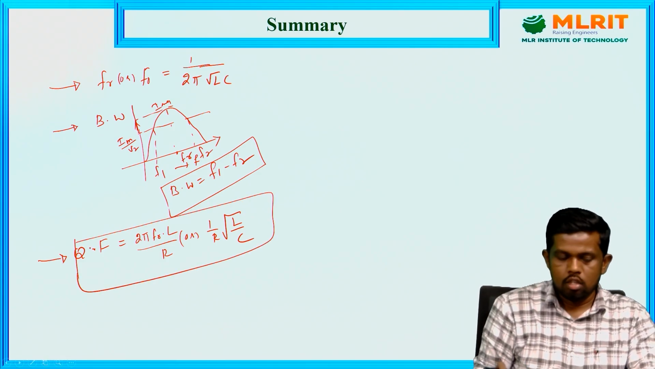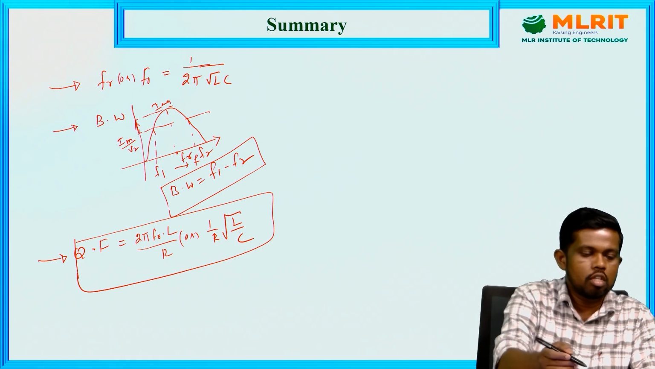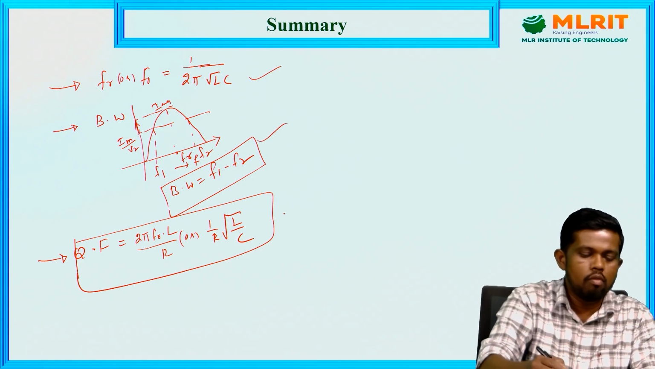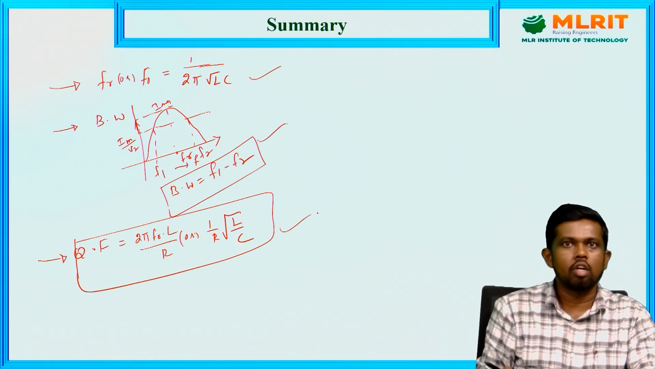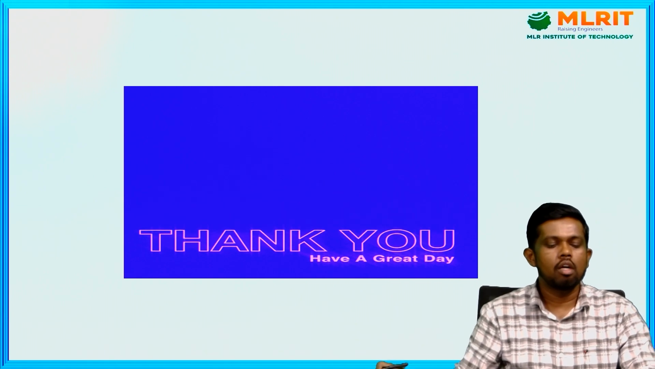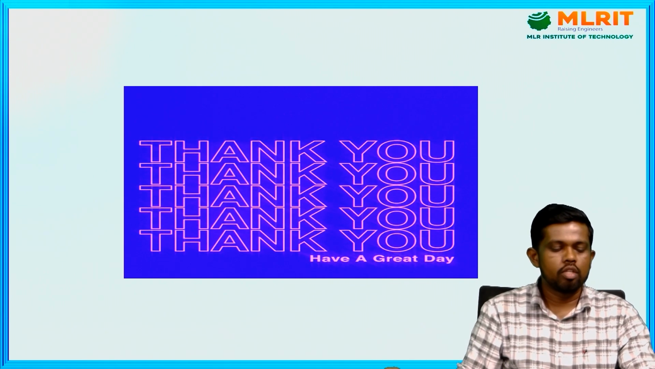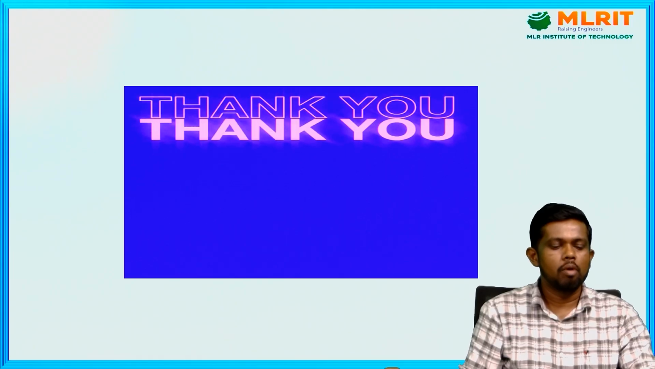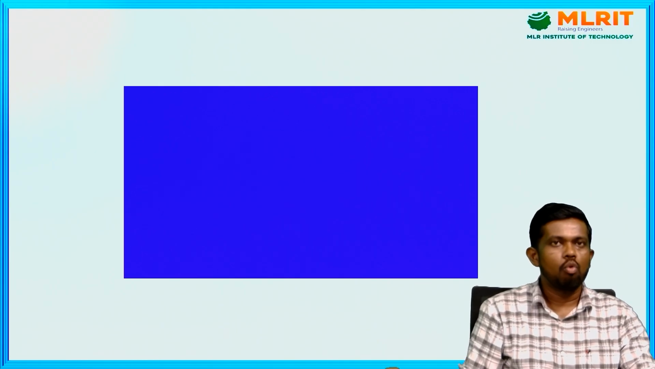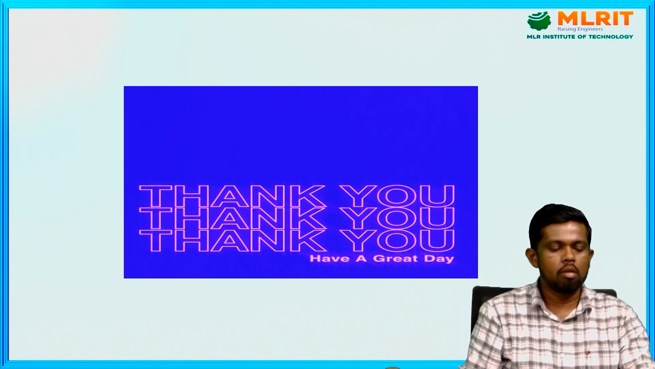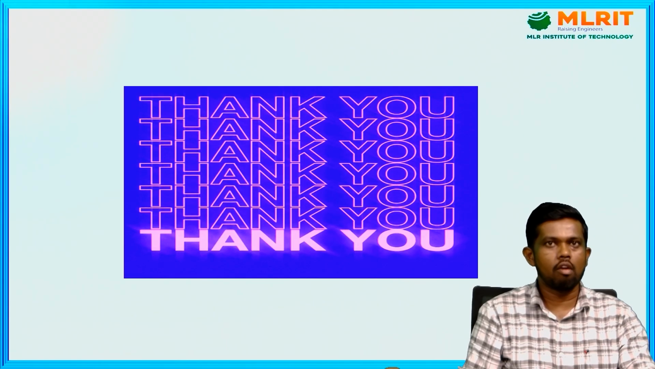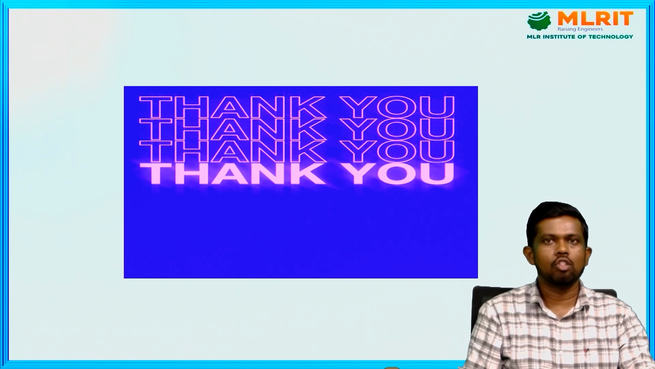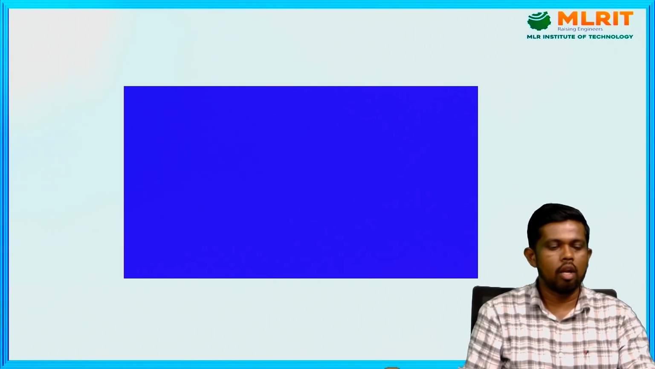In this session we have discussed the FR value, the bandwidth value, and the quality factor under the resonance condition. This is the end of the session. Thank you all for this whole session. In the next session we are going to discuss problems based on the resonance condition, to see how to get the quality factor value, the FR value, the bandwidth value, and also the maximum current value in the resonance condition.